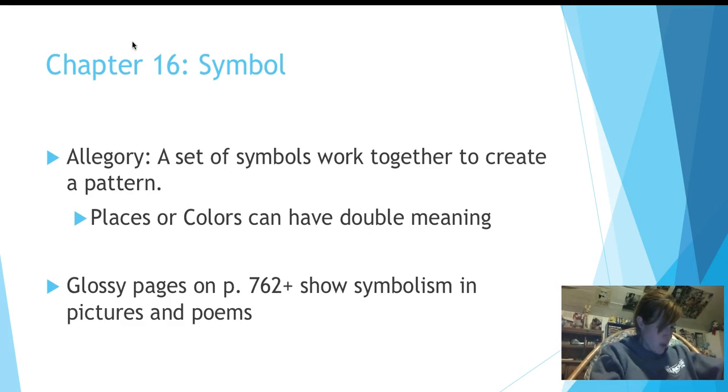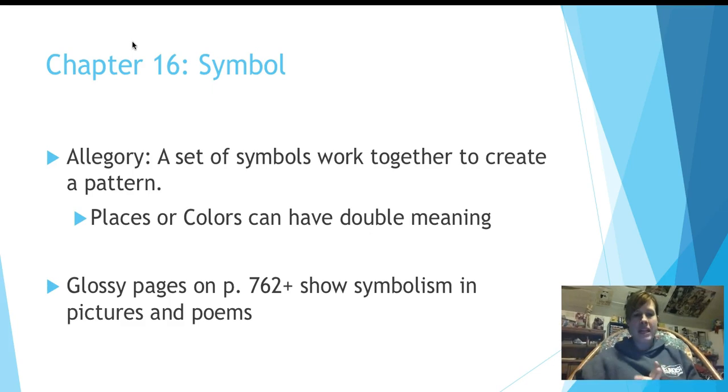But I want to go on further and talk about the glossy page section; on page 762 is where the glossy pages start. I love the idea of symbolism having more than one meaning, and you can see there with the allegory that places and colors can have double meanings. So if the color red is present throughout the poem, it can have more than one meaning. It may not just mean love; it could also mean relationships, passion, or fury, it could mean fire, it could have a bunch of different meanings.